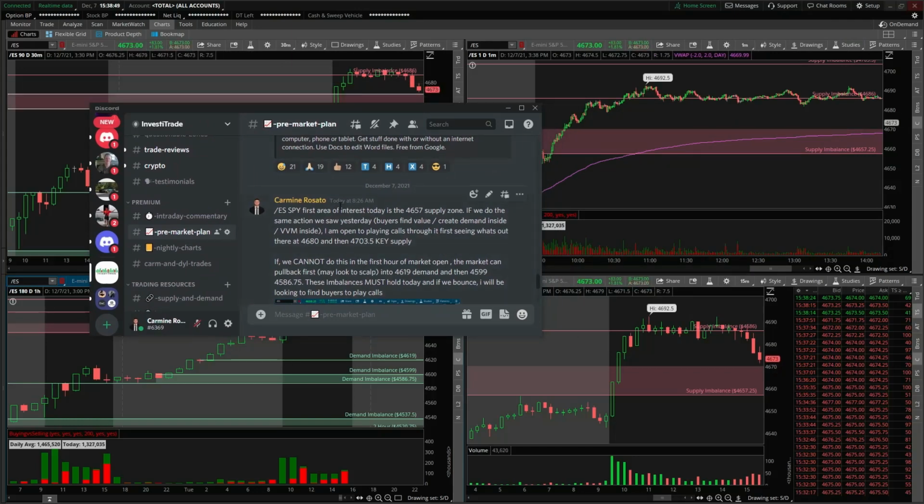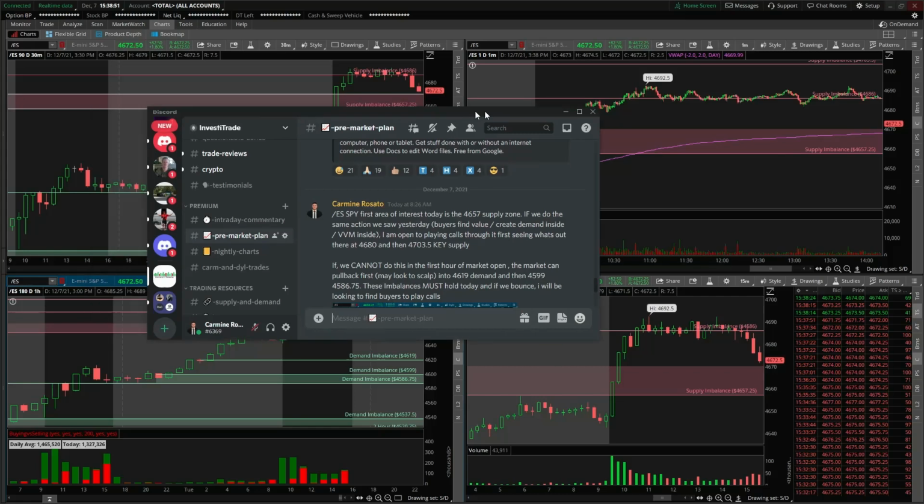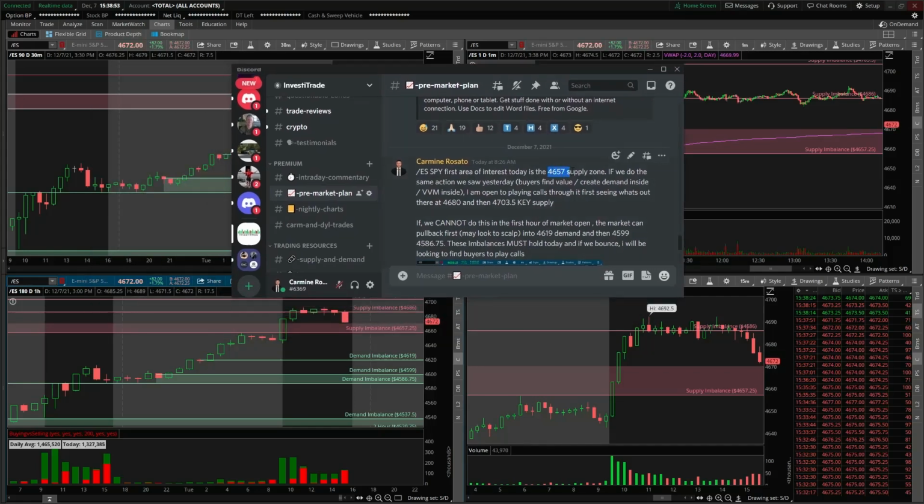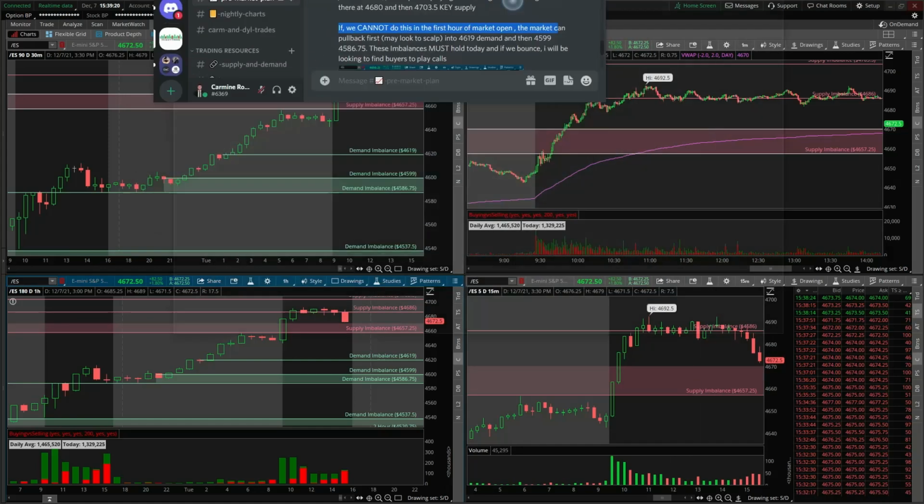Let's just go over the pre-market plan. Our first area of interest was this 4657 supply zone, as you can see from this pink box here. If we do the same action that we saw yesterday, where buyers find value and we create demand inside of it, or if we slice through it, I am open to playing calls to see what's out there at 4680 and then the 4703 key supply zone. If we cannot do this in the first hour of the market open, we are going to pull back into demand and see what's out there for that.